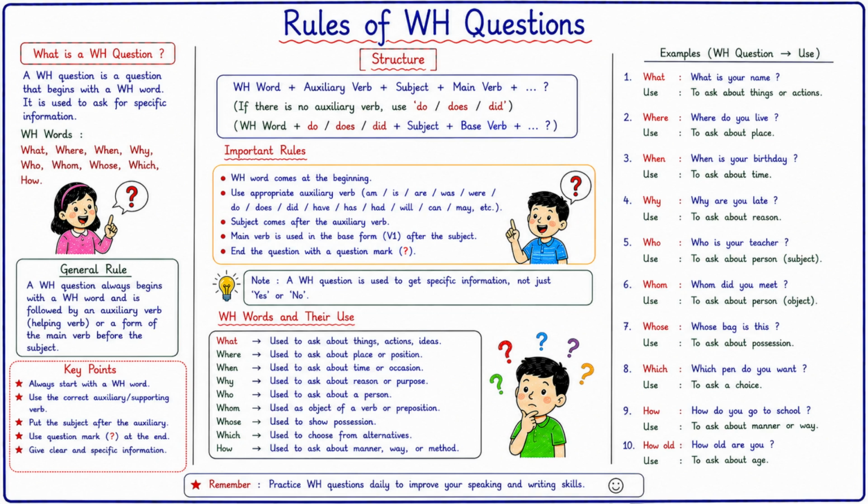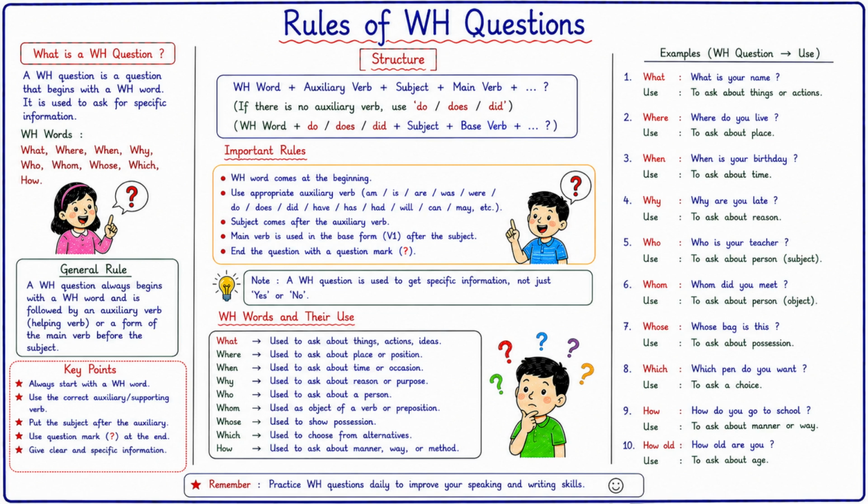Let's practice with a few examples. What is your favorite movie? Where do you live? When will you arrive? Why are you learning English? Who is your English teacher? Whom did you meet yesterday? Whose book is this? Which language do you speak at home? How do you practice English? And how old are you? Notice that every question is asking for specific information.